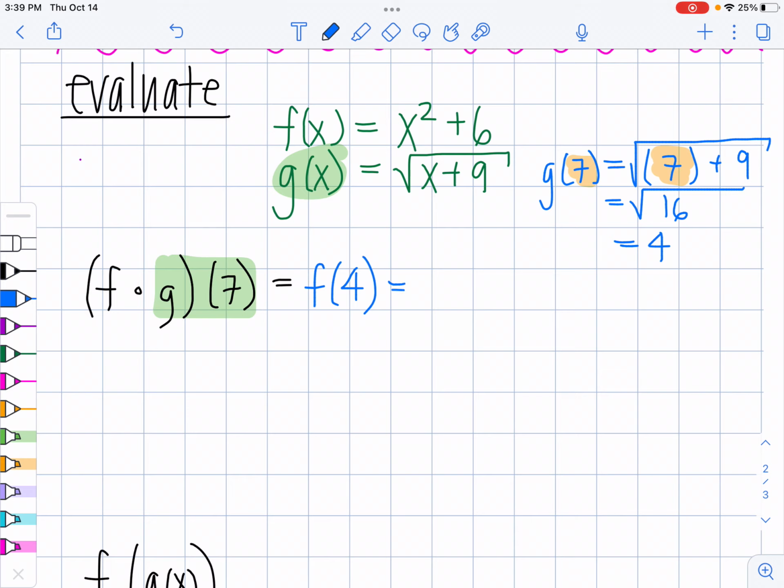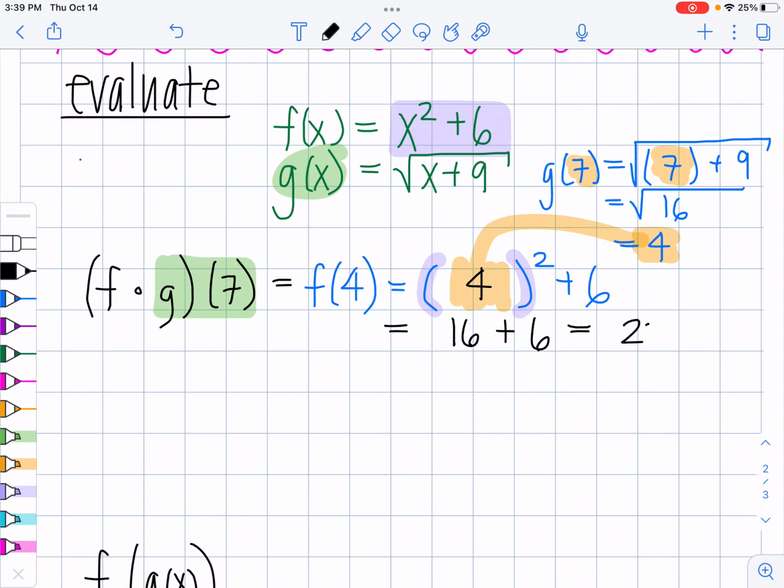Now it says I take whatever answer I got and I plug it in to my function f. So f of 4, I plug in my skeleton for my f function. Remember my f function is this one, x squared plus 6. So here's my skeleton, blank squared plus 6. And now I'm going to take this 4 and plug it in here. So I get 4 squared, which is 16, and 16 plus 6 is 22. So f of g of 7 is equal to 22.